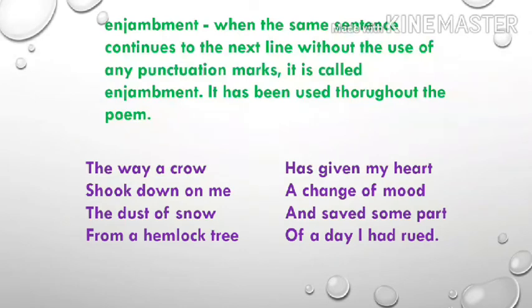Another literary device used here is enjambment. When the same sentence continues to the next line without the use of any punctuation marks, it is called enjambment. It has been used throughout the poem. As you can see here in the poem, the way a crow shook down on me the dust of snow from a hemlock tree has given my heart a change of mood and saved some part of a day I had rued. So as you can see, all throughout the poem, no punctuation mark is used. At the end of the poem, only a full stop is used.